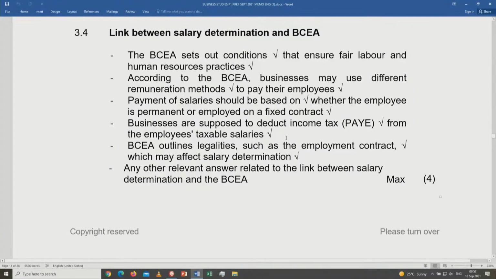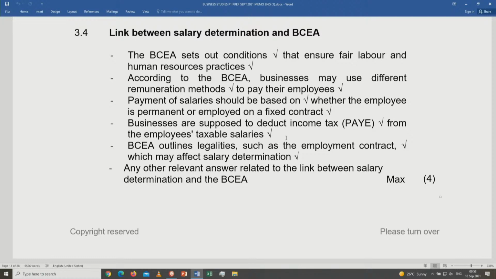The link between salary determination and the Basic Conditions of Employment Act. The responses that I expected, amongst others, are the following. The Basic Conditions of Employment Act sets out conditions, 1 mark, that ensure fair labour and human resources practice. According to the BCEA, a business may use different remuneration methods, 1 mark, to pay their employees, another mark. Payment of salary should be based, 1 mark, on whether the employee is permanent or employed on a fixed contract, another mark. So you can see the link now. When you read the responses, there is a clear link between the BCEA and salary determination.